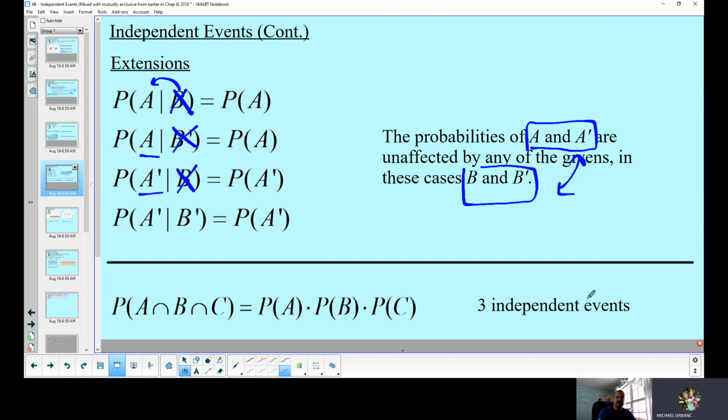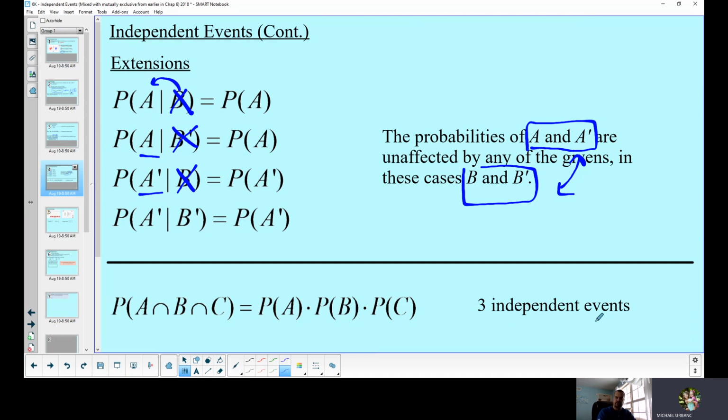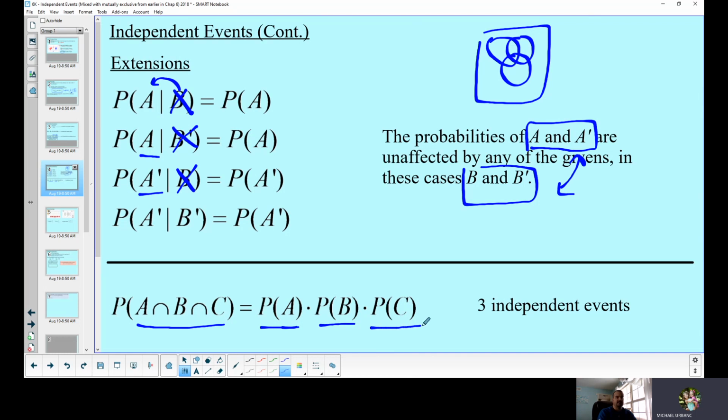And then an extension of that we might do periodically is what happens if you have 3 events. We're not going to dive into all the different possibilities because I think you guys remember from Venn diagrams that things can get a little complicated when you start getting 3 overlapping events like that. So just know that if you have 3 independent events, the probability of all 3 of them occurring at the same time is just the probability of A times the probability of B times the probability of C.